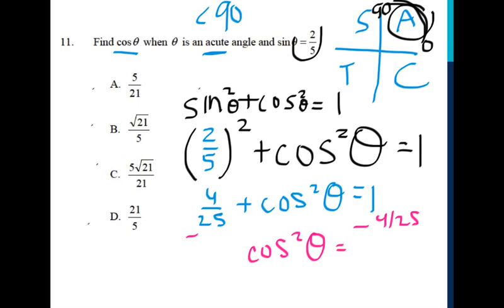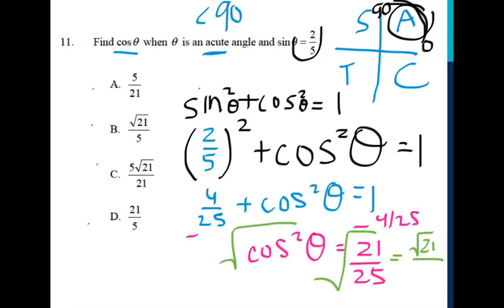Can I double check my work? Yes, 21 over 25. I'm almost done. Take the square root of both sides. Here's the thing. The square root of 21, that's not a perfect square. Leave it as the square root of 21. But for the love of all that is good and holy, little kids, what is the square root of 25? It's 5. Leave it like that. So B is your answer.